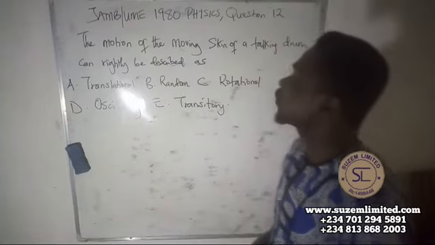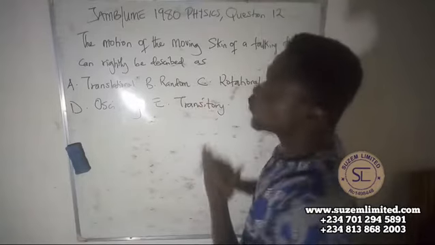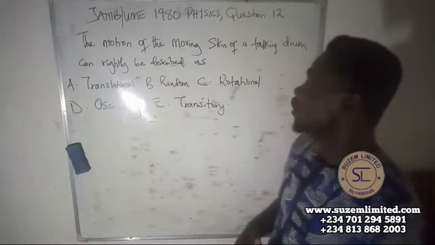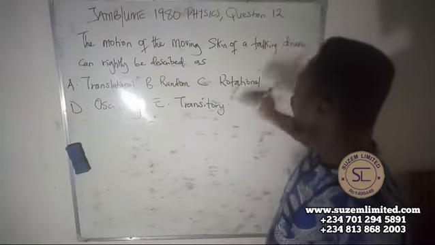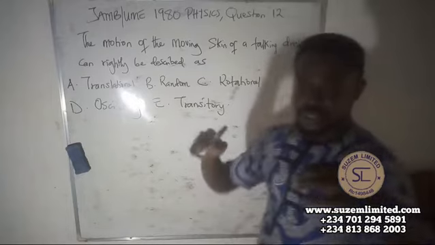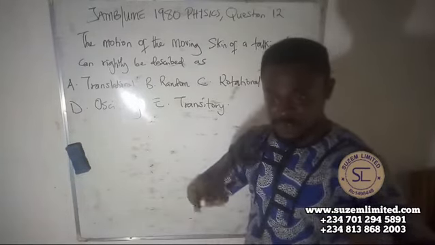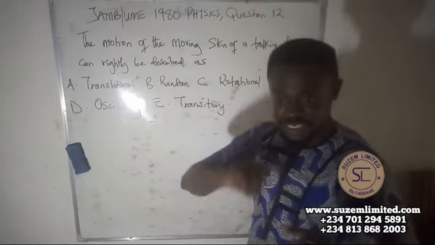As usual, we are going to analyze the question, understand the question before picking the most appropriate option. The motion of the moving skin of a talking drum. A talking drum, you are beating it, right? And as you are beating it, the skin is tight. As you are beating it, it is vibrating.